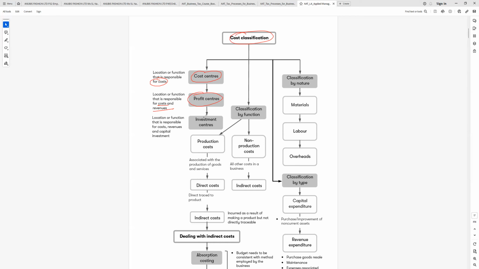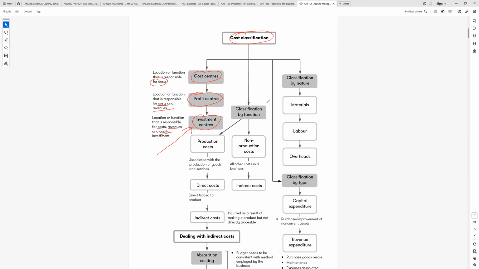The next one is the investment center. The investment center is responsible for the cost, revenue, and the capital. For example, if we look at Tesco, every year they try to open a new branch. So this is the job for investment center people. They decide where and when they want to invest in the new branch. So this is not the job for a cost center or a profit center. This is the investment center people who are responsible for making a new investment.